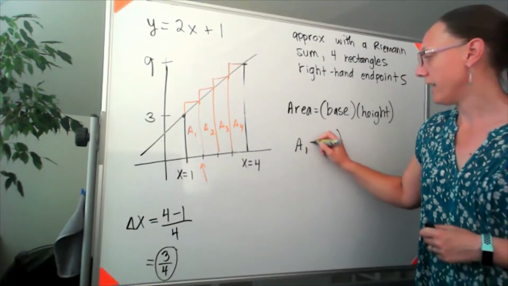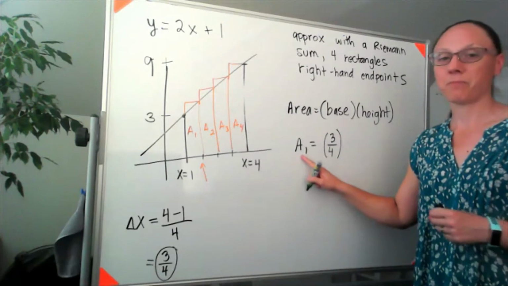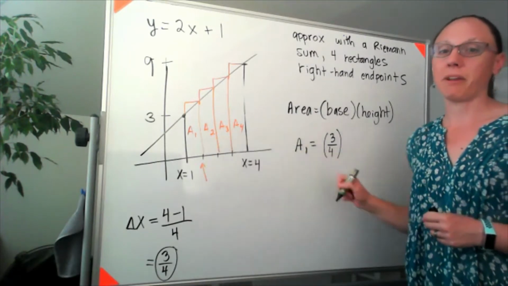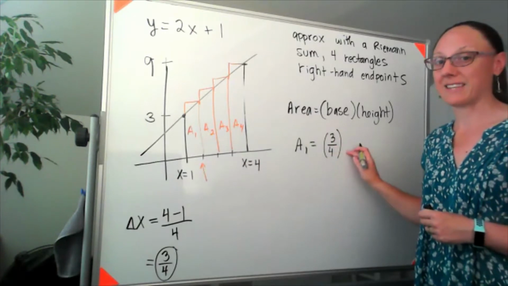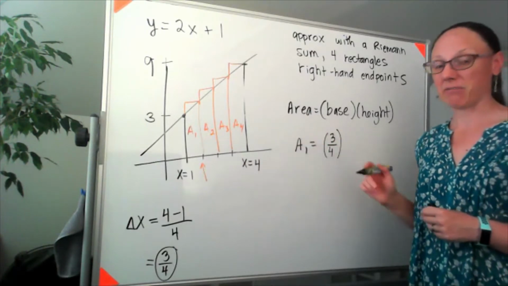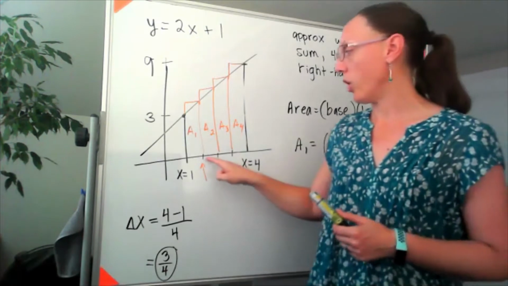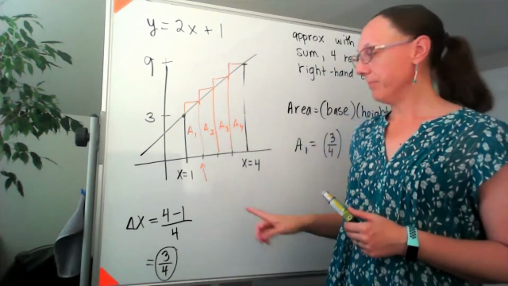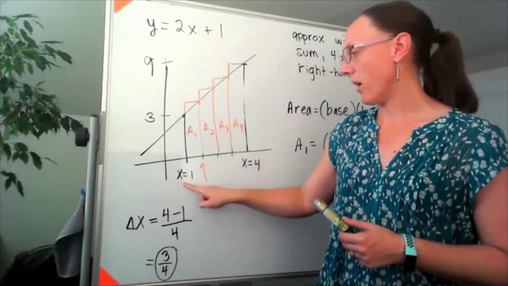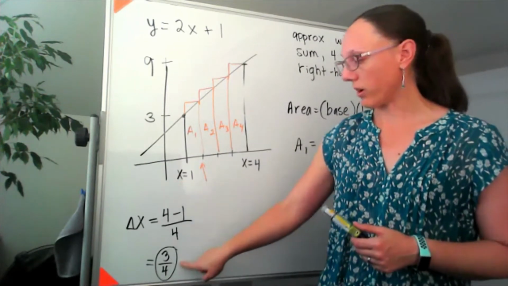I'm going to write each of these out separately. So the area for my first rectangle would look like 3/4. That's the base. But then to get the height of that first rectangle, I need to know what's the x value that I'm plugging into the function. So we started out at 1, and then we moved over 3/4.